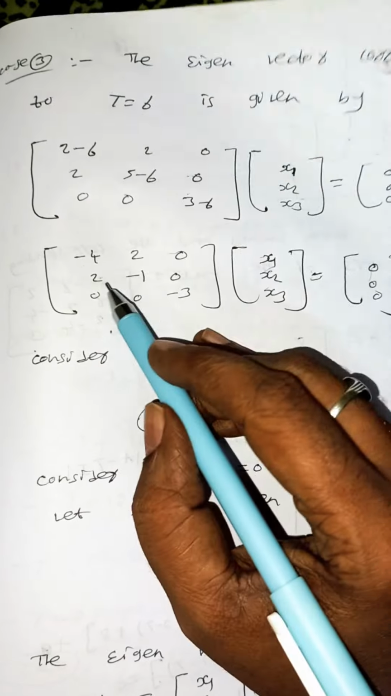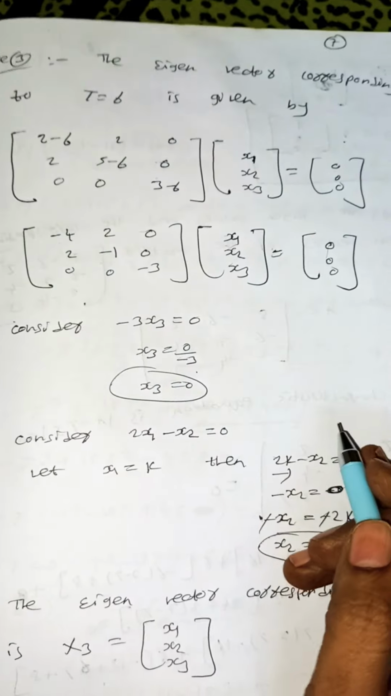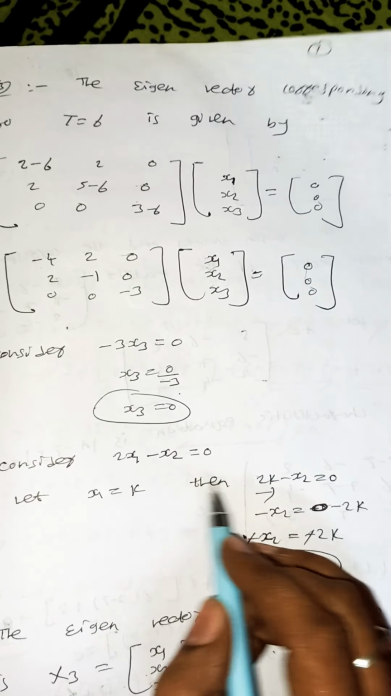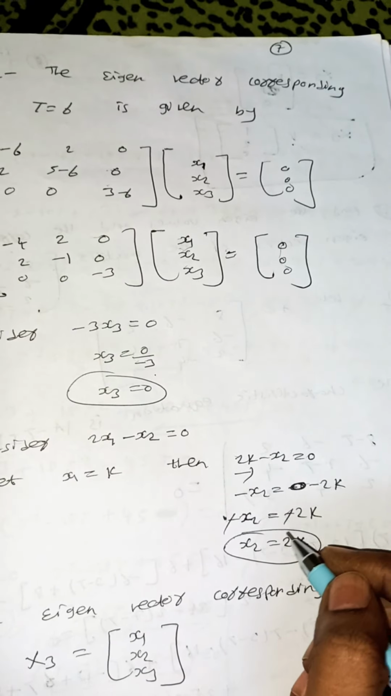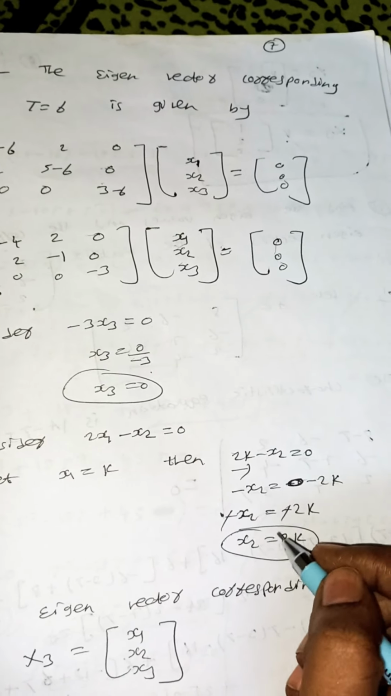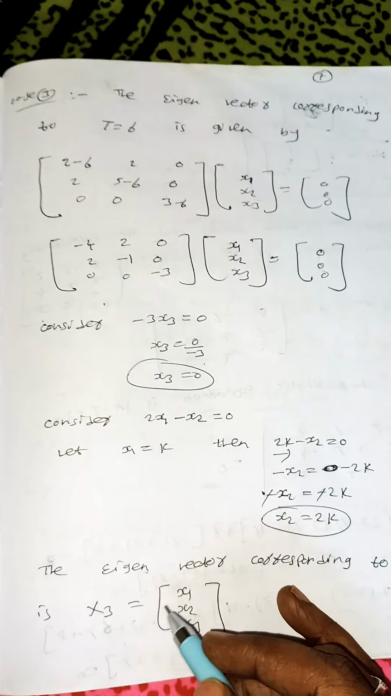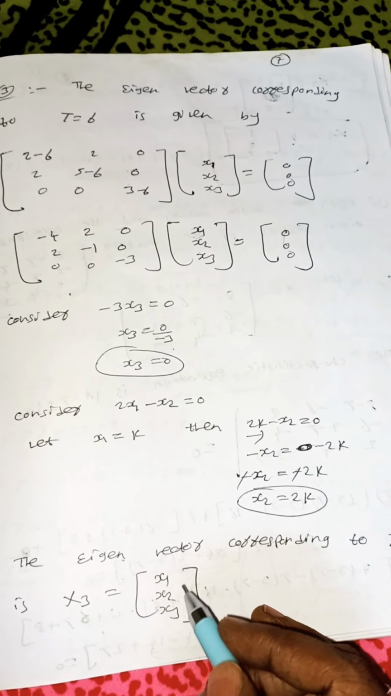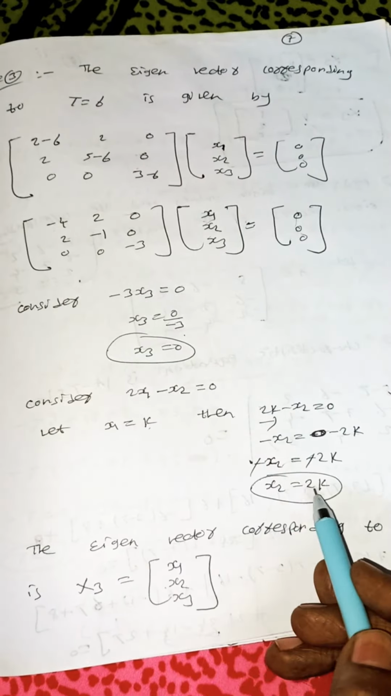Next in second row see here, what is it? 2x1 minus x2 is equal to 0. Let us assume x1 is equal to k. Then it becomes 2k minus x2 is equal to 0. Send 2k that side, plus will become minus. 0 minus 2k is minus 2k. Minus minus cancel. So x2 is equal to 2k. Therefore the eigenvector corresponding to lambda is equal to 6 is X3 is equal to, this is a condition we know, in that x1 is k, x2 is 2k, x3 is 0.